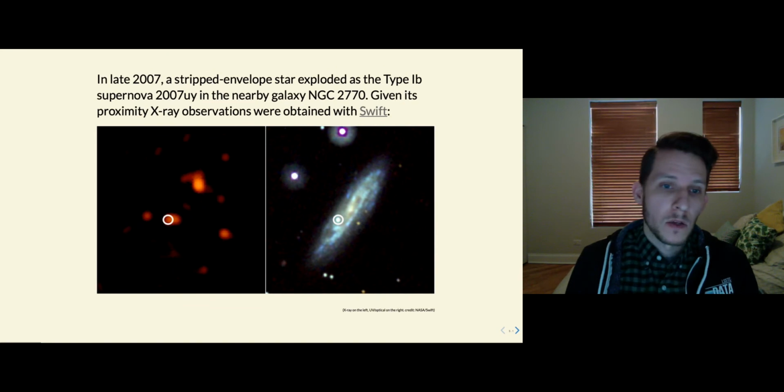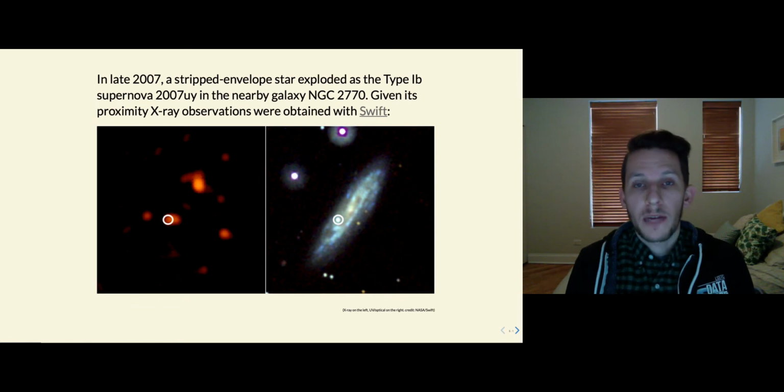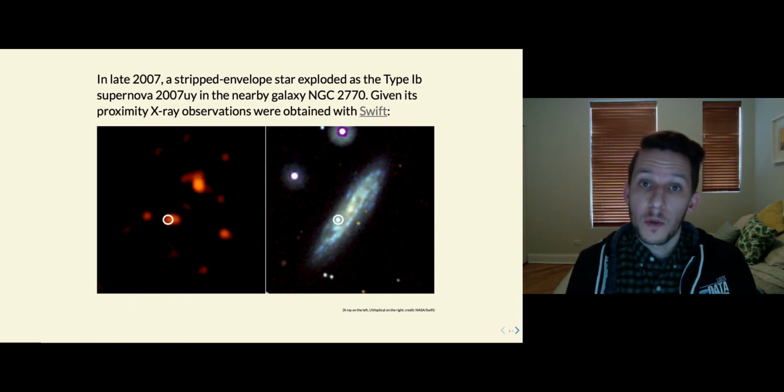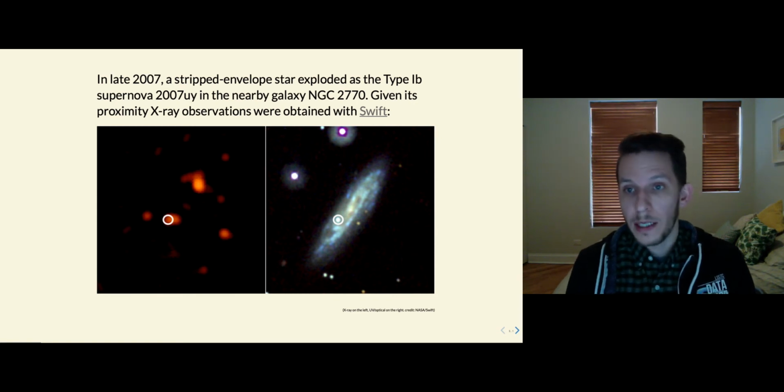Allow me a short anecdote here. Towards the end of 2007, a stripped envelope star exploded as a Type Ib supernova. This was called Supernova 2007uy, and it was in a nearby galaxy, NGC 2770. You can see beautiful spiral arms in the image on the right of your screen, which is an optical UV image. The supernova itself is a very bright source, which has been circled in white.